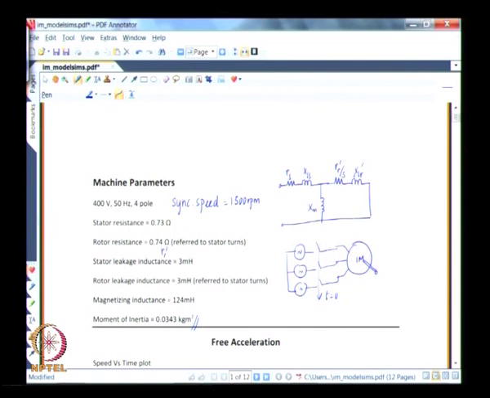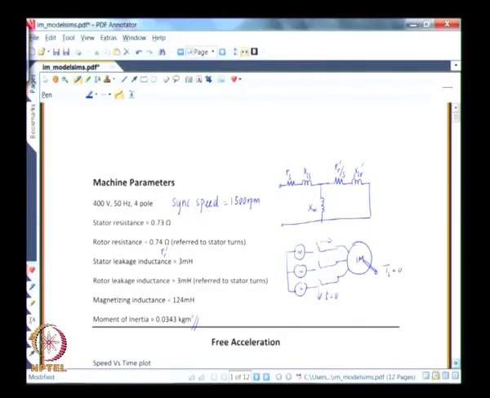So, what happens to the induction machine? How does it accelerate? How much input current is drawn, and what happens to the current in steady state? These are the questions that we are looking at. For example, we are asking how long does it take for the machine to run up from 0 speed to the rated speed of operation. There is no load torque that is applied, that means load torque TL is 0. So, it is a free running machine.